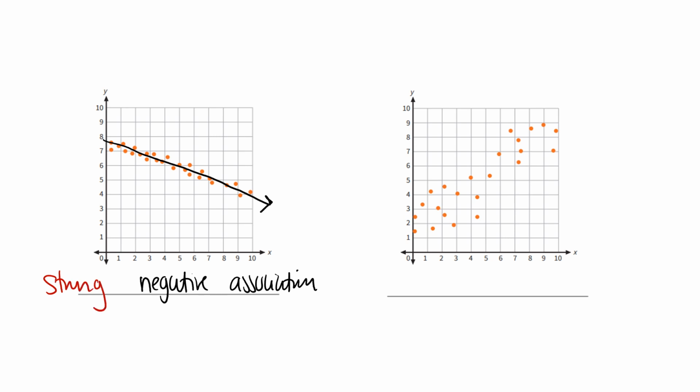For the last problem, our points and our trend line run in an upward pattern, meaning it has a positive association. The points are far away from the line itself, which means we label it as a weak positive association.